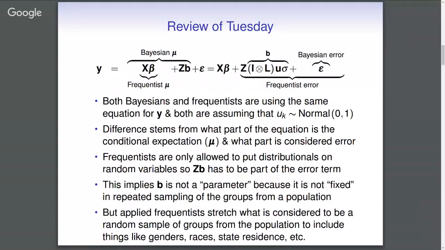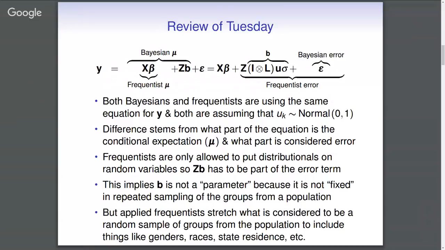So just to review a little bit from Tuesday, including what I consider to be the fundamental difference between the Bayesian perspective on hierarchical models and the frequentist perspective. This is the case for a continuous Y, but it's similar if you have a discrete outcome, in which case this equation would apply to the linear predictor. In any event, both Bayesians and frequentists are working off of the same equation for Y. Both are assuming that these U variables, which we talked about last time, are distributed standard normal. Both are also assuming that the epsilons are distributed normal with mean 0 and some unknown standard deviation that we're going to estimate.